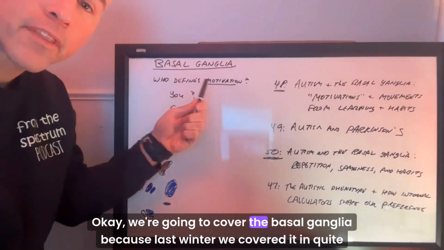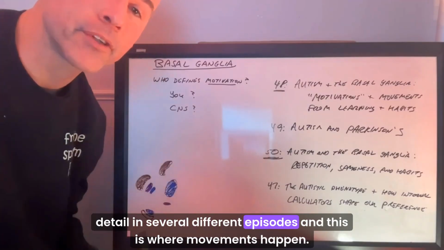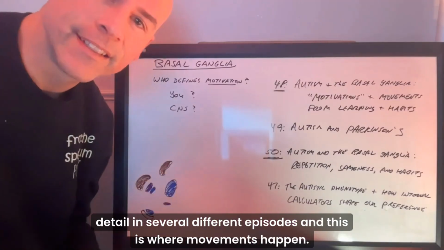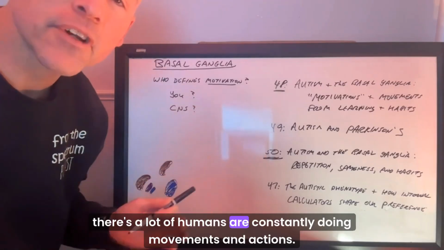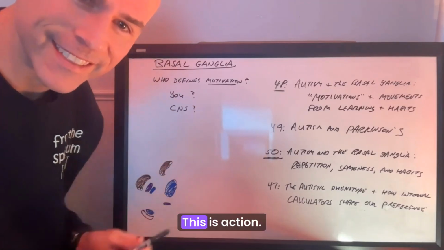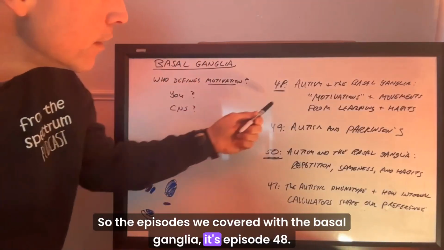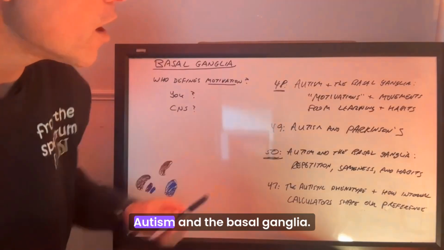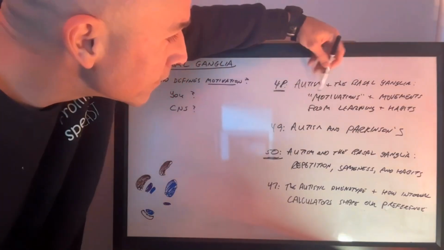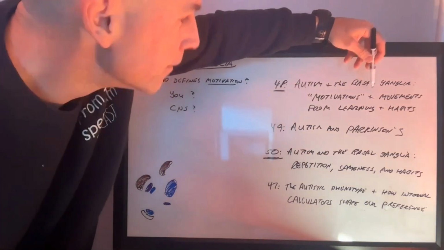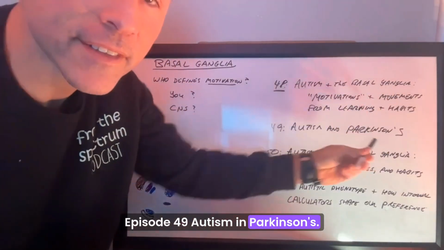Okay, we're going to cover the basal ganglia because last winter we covered it in quite some detail in several different episodes. And this is where movements happen. Humans are constantly doing movements and actions. This is action. The episodes we covered with the basal ganglia are episode 48, autism in the basal ganglia, motivations, and movements from learning and habits. Episode 49, autism and Parkinson's.